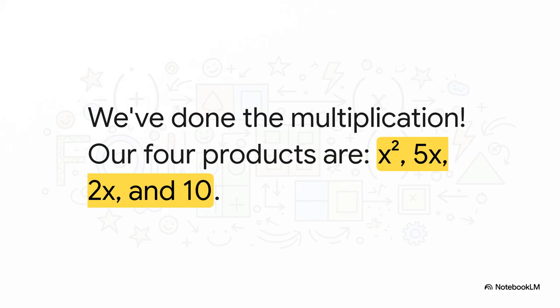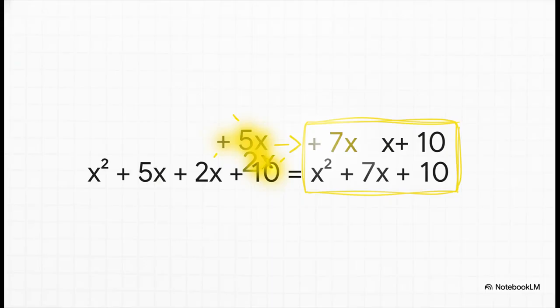See? Inside that box are our 4 brand new terms. All we have to do now is pull them out of the box and write them down in a line. Okay, last step is always to tidy things up. We just look for any like terms that we can combine. And yep, I see a 5x and a 2x. Let's put those together. 5x plus 2x gives us 7x. So our final, beautiful, simplified answer is x squared plus 7x plus 10.